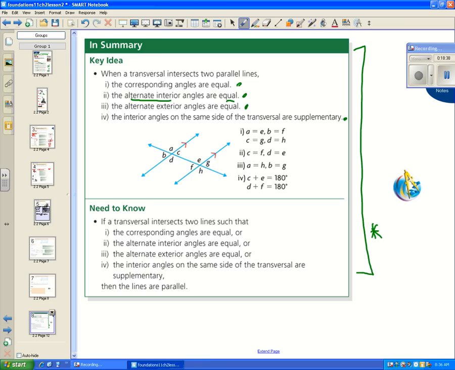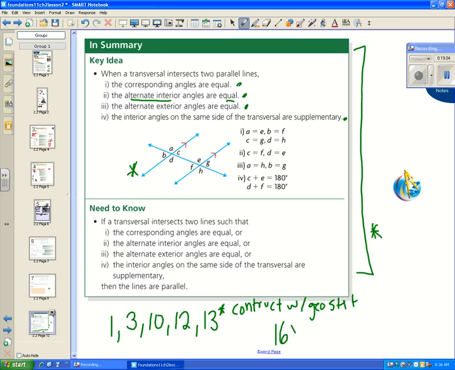So press pause. I want you to summarize this information in your notebook. Be sure to have this great diagram. And your assignment is number 1, 3, 10, 12, 13. You need to actually construct with a geometry set. And number 16. My hint for 16 is to draw separate diagrams, extend lines, sketch it out.